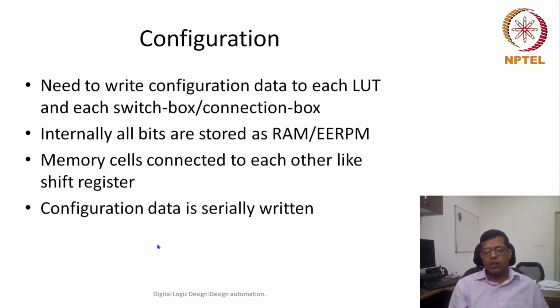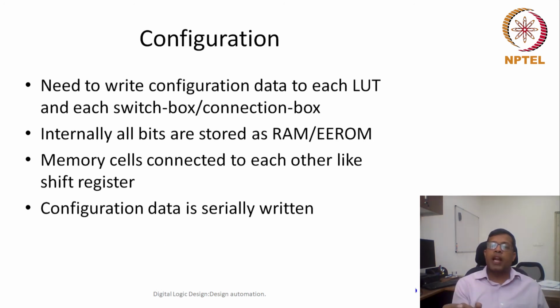Okay, so now the next question I would like to take up is how the configuration is done. What we have seen so far is that if we would like to configure a LUT, for example a 6-input LUT, we have to configure those 64 cross 1 memory locations. Similarly, to configure switch boxes and connection boxes, we would require some memory elements. These memory elements are internally stored as either RAM or EEPROM.